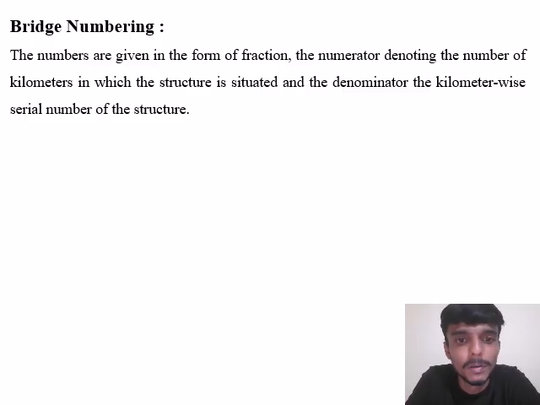It means from one location to another location there is a road. On that specific road, the number below, in the denominator, is how many bridges there are. So 5 divided by 15 means there are 15 bridges on that road, and 5 means it's the fifth bridge of that road. So this is called bridge numbering.